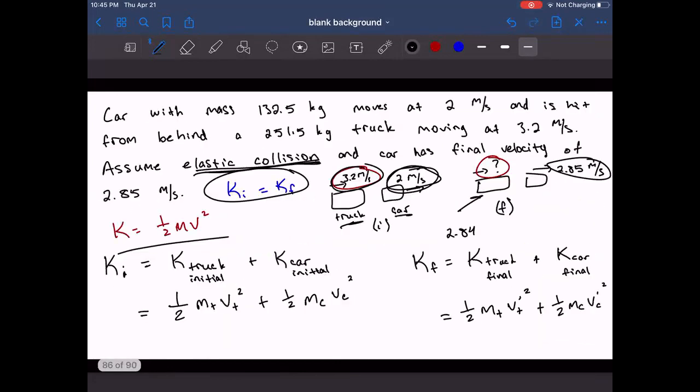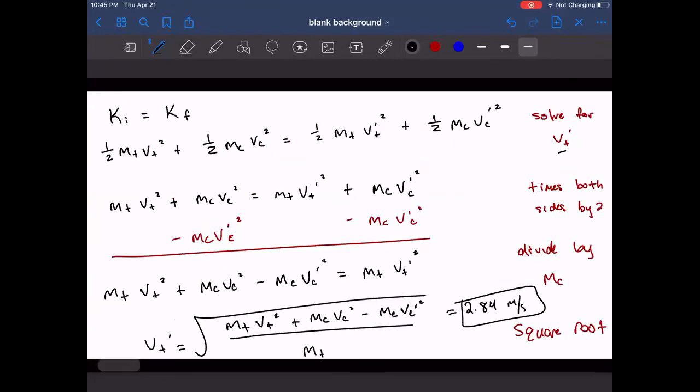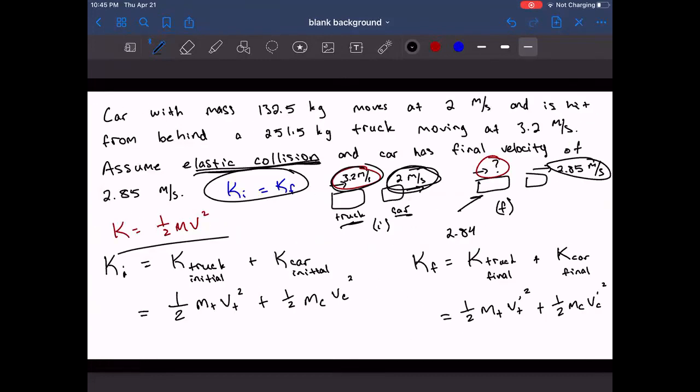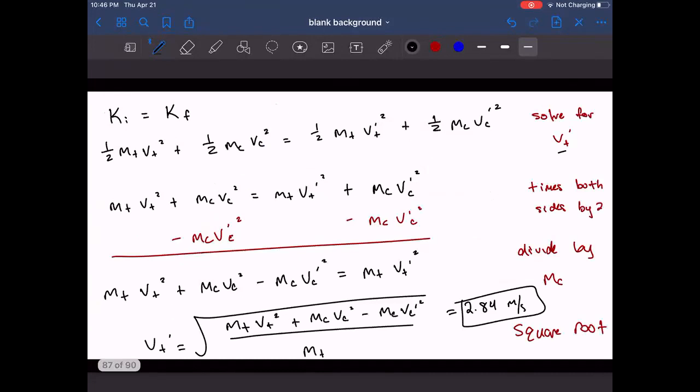2 squared. Oh, I actually don't think I squared that. 4, okay, that thing's squared. I think I got a different number. So the mass of the truck is 255.15. Oh no, I guess not. I guess it's good. Okay, 2.84. That's fine.